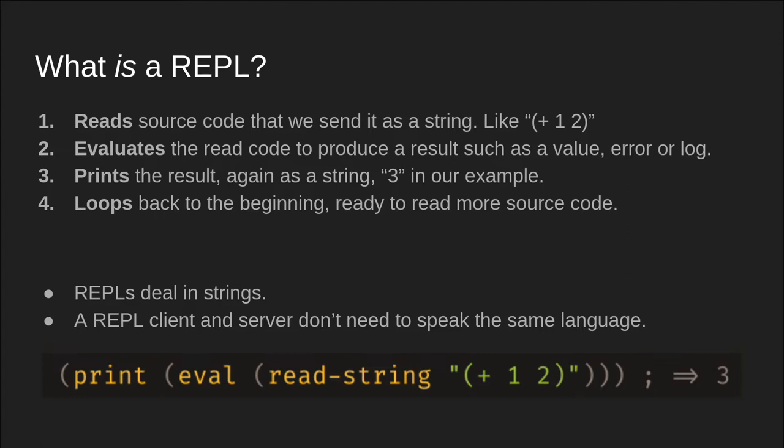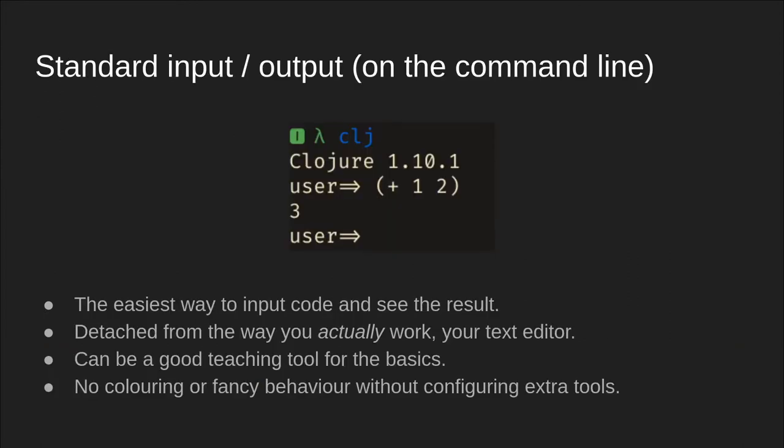What's neat about this is that a REPL client and a REPL server can be different languages. Because the medium is strings, they don't need to be the same language. They don't need to understand each other. This is mostly seen in the standard input or output on the command line REPL. The standard IO REPL is pretty great for teaching because you can just get into it straight away. You can just type Clojure on the command line and you're in. You can now run code. It's really powerful. You can do anything with it, but it isn't integrated into your workflow.